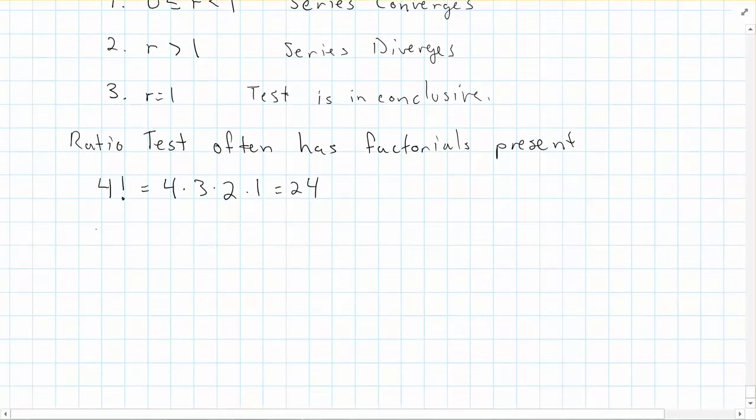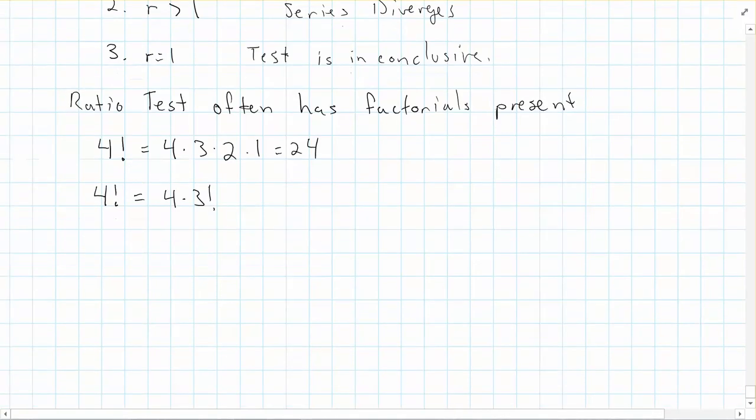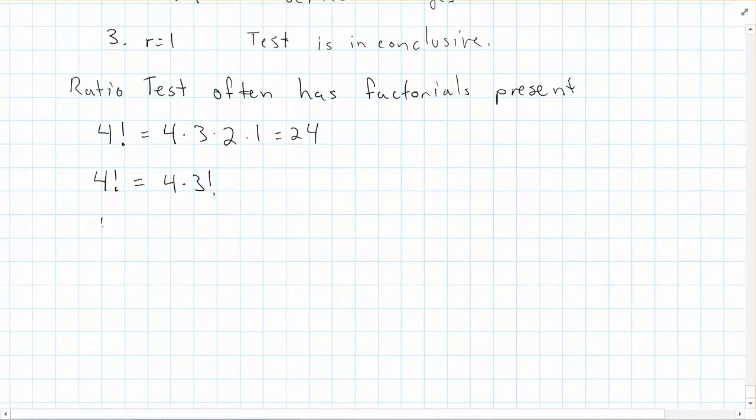But what's also important to recognize is that 4 factorial, you could rewrite this as 4 times 3 factorial. Now, you might say, well, why would I write it like that as opposed to 4 times 3 times 2 times 1? Well, the reason is that if you had, for instance, 4 factorial over 3 factorial, you could rewrite this as 4 times 3 factorial over 3 factorial. But then, of course, these 3 factorials would cancel out, and I'd be left with simply 4. So that's the reason we want to make sure to be able to write this.